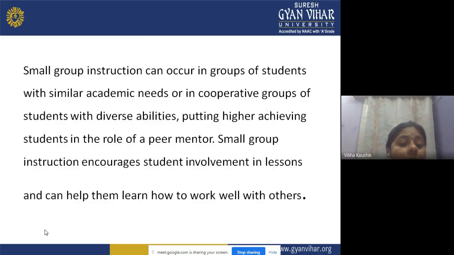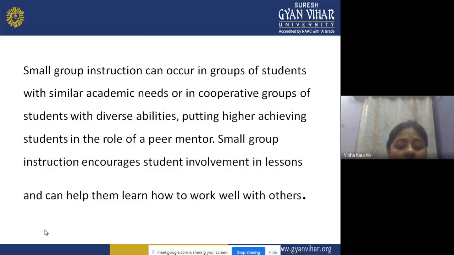Some students write beautifully. Some students can communicate very well. So these are the diverse abilities of the students. Another strategy is putting higher achieving students in the role of a peer mentor. Now, what is that? Putting higher achieving students, those who are getting higher grades, in the role of a peer mentor means they will work as a peer mentor. The peer mentor will observe how the groups are performing, how the groups are involved in the teaching learning process, what their academic achievement is, and how they are improving. This will be the role of a peer mentor.